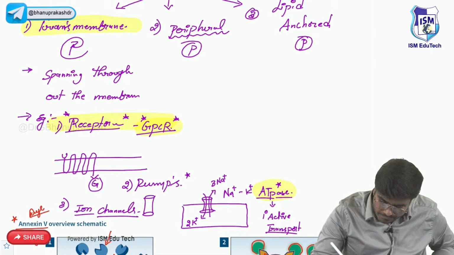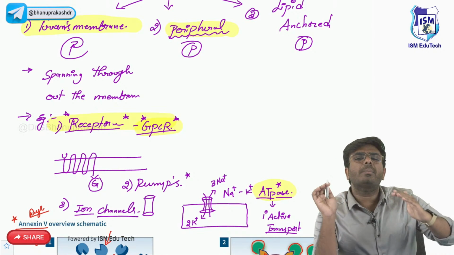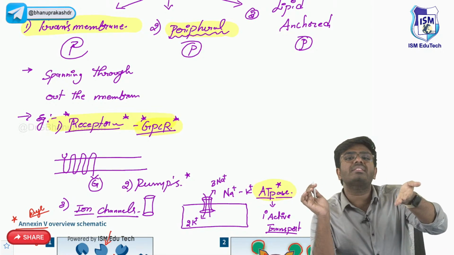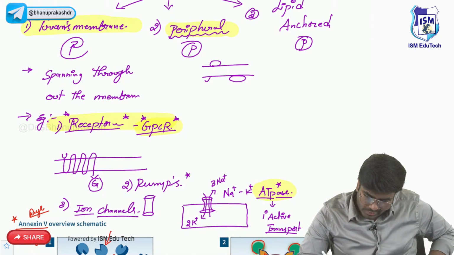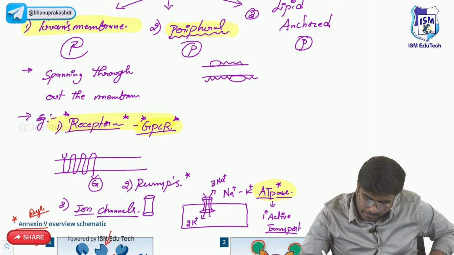Here is a very important area you should know. Peripheral proteins means what? They are either present outside the cell membrane or they are present inside the cell membrane. If this is the cell membrane, see, they are either present outside or inside. These types of proteins are called the peripheral proteins.